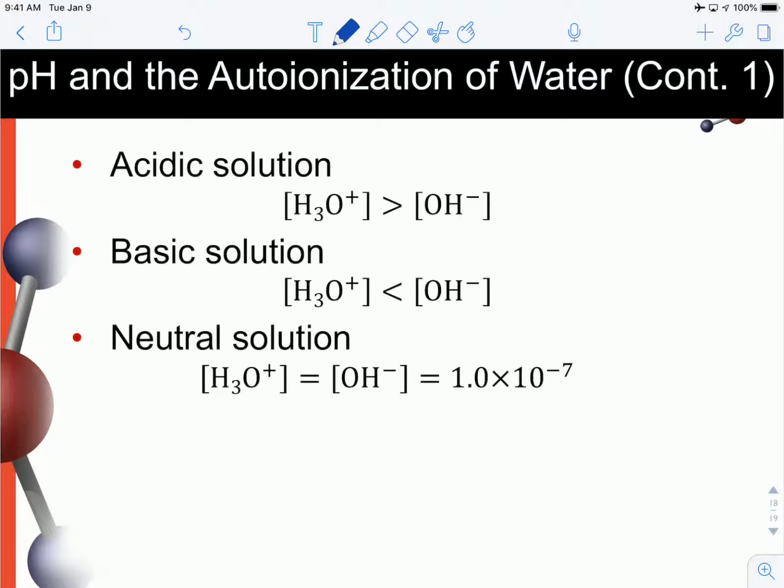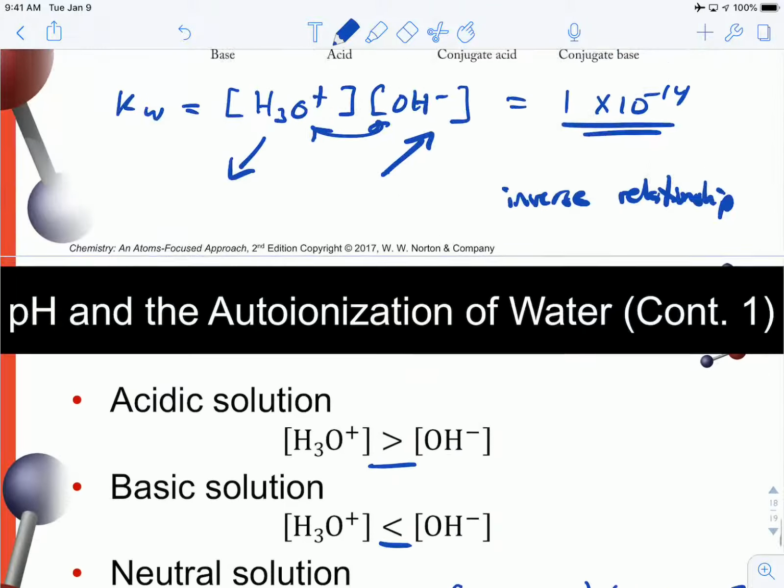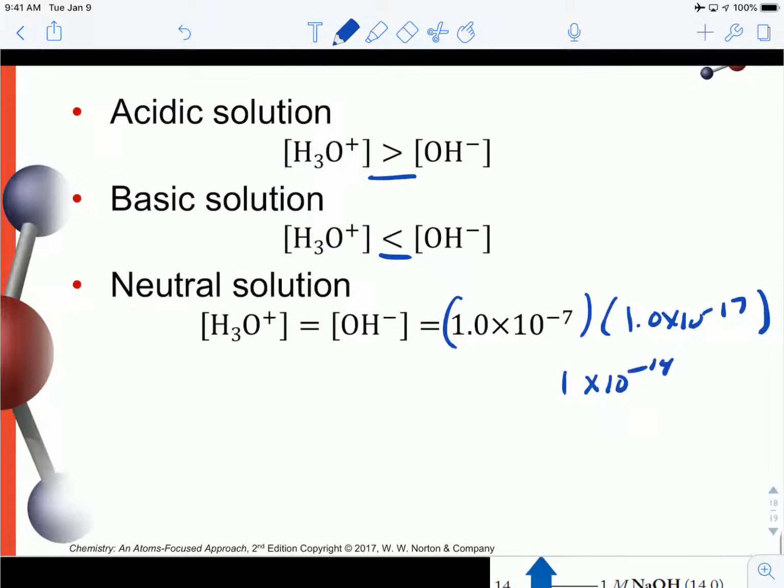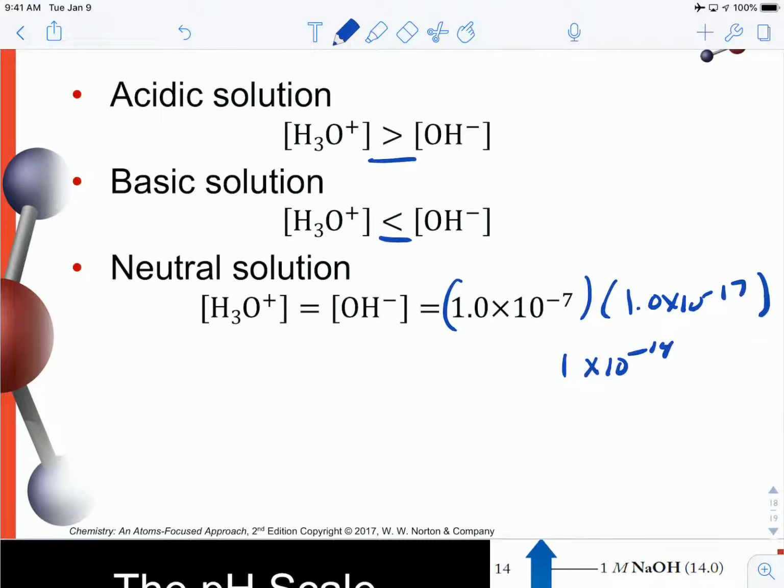So for acidic solutions, you have this holding true. Basic solutions, this holding true. And neutral solutions is when they're equal. These two are equal. And then, of course, 1 times 10 to the minus 7 times 1 times 10 to the minus 7 is equal to your equilibrium constant, which is what we were just talking about here. Product of those two is 1 times 10 to the minus 14. They're always going to be equal to 10 to the minus 14. It's just here they happen to both be 1 times 10 to the minus 7 because they're equal. But here they're still going to equal. The products are still going to equal for these 1 times 10 to the minus 14.